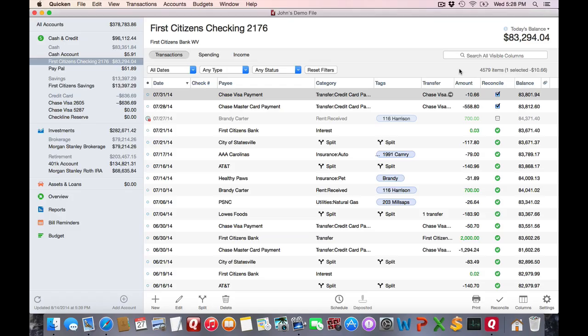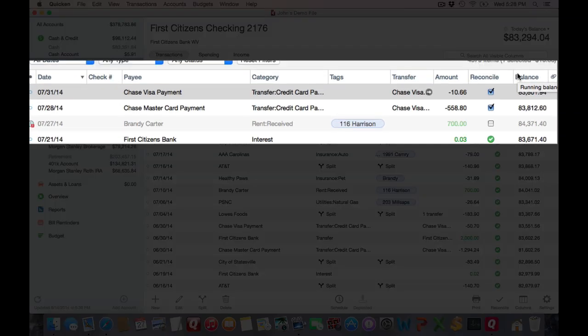There are different balances that can be displayed in 2015. It's important to understand what each one means. First, let's start with the running balance column that's shown in the actual register. Reminder, you must be sorted by date for this to be populated.